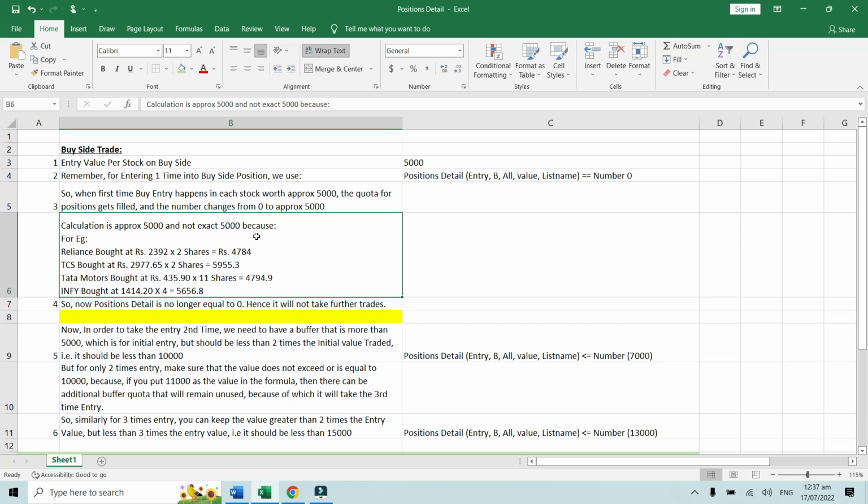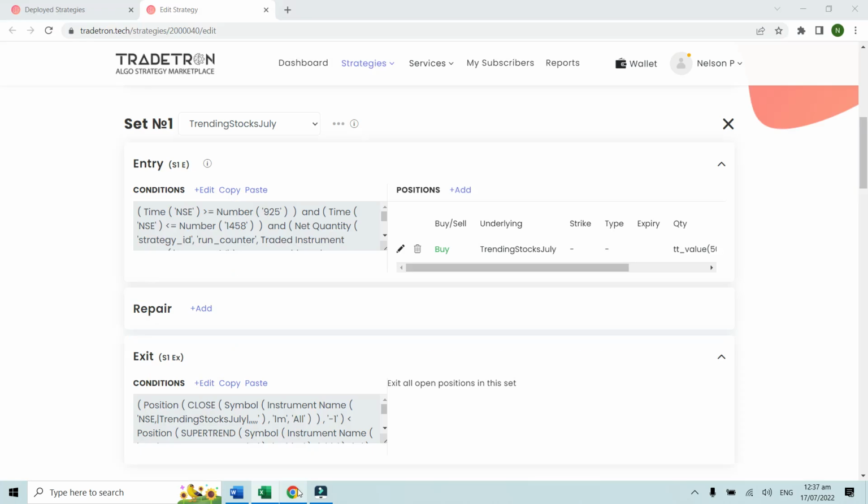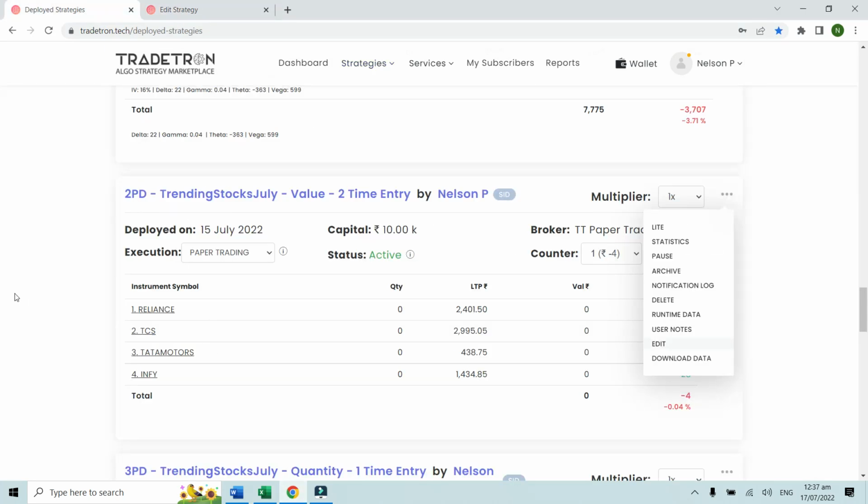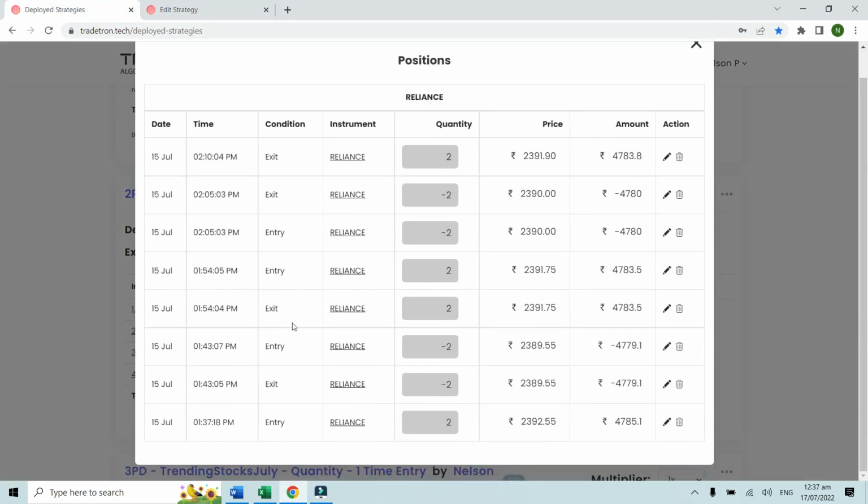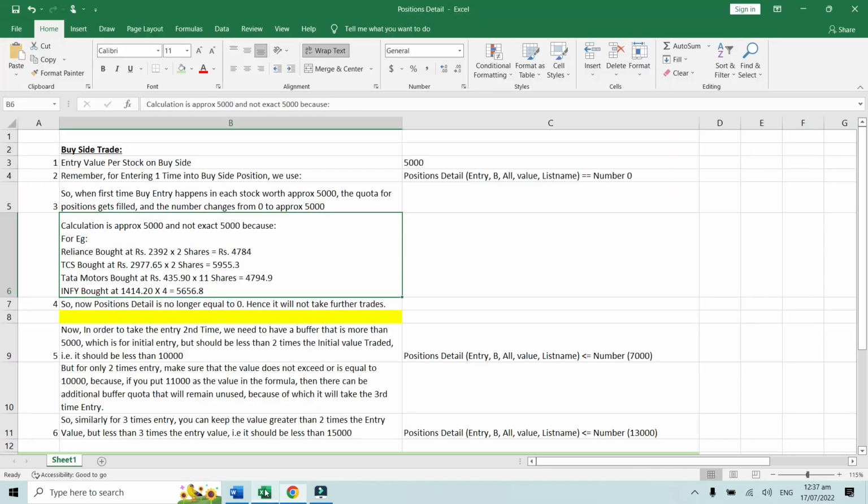Now if we look at the calculation, it is approximately 5,000 in this case and not exactly 5,000, because of the following trades that we can see. All right, I'll give you an example. Over here in this particular trade, in this strategy, Reliance got traded, the initial entry was at 2392.55 and 2 shares have been bought, right? Because we have mentioned the value as 5,000, 2392 into 2 shares comes to a value of 4,784.